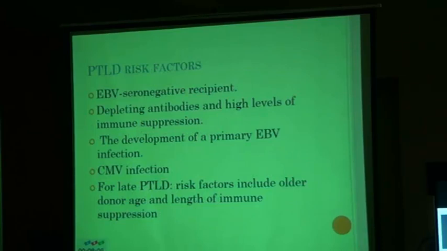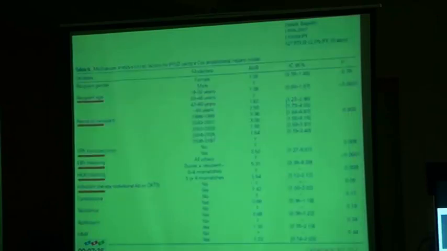What are the risk factors? Of course, Epstein-Barr virus serology negative, depleting antibodies, and a high level of immune suppression, net immune suppression. The development of primary Epstein-Barr virus infection, especially in children who are negative. Co-infection is a predisposing factor. And for the late cases, the risks include old age, the length of immune suppression, and of course, the net or cumulative dose of immune suppression.